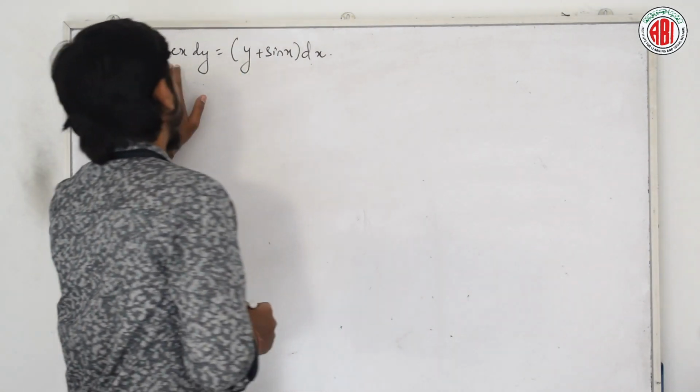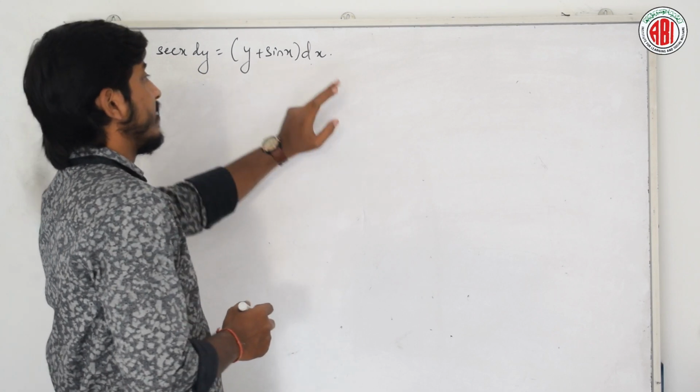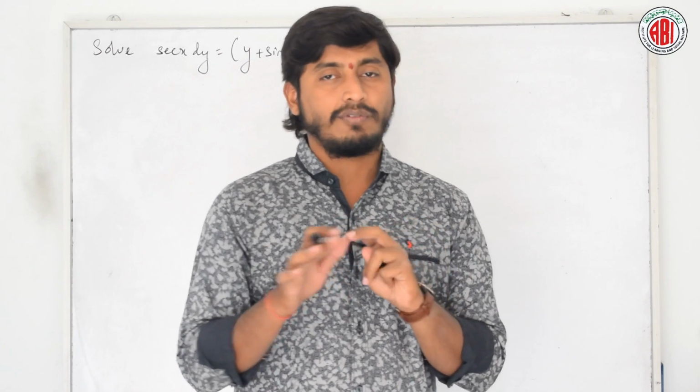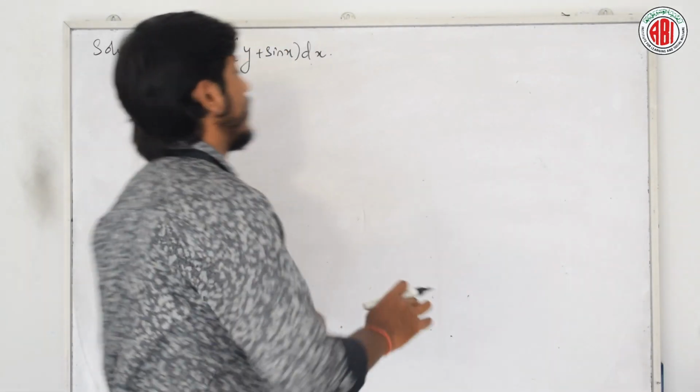He gave secant x dy is equal to y plus sin x into dx. So we have to write it in the form of dy by dx is equal to some term again. Okay, just check it here.